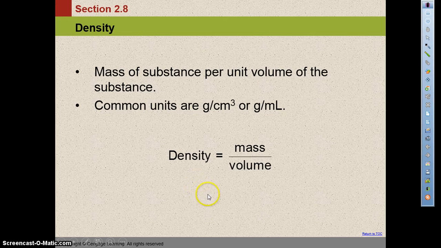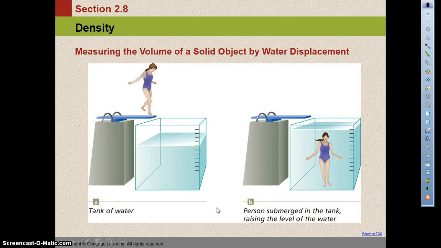So our formula is going to be density equals mass over volume. You need to keep this in mind and remember this. Write it on your magic chart so you have it for the test. There are different ways to measure density. Mass is easy to measure. You just put something on a scale. But volume, on the other hand, is different.